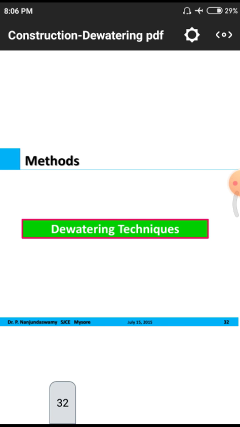After that we go for dewatering techniques. What are the dewatering techniques we have?